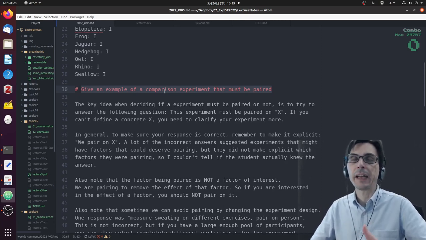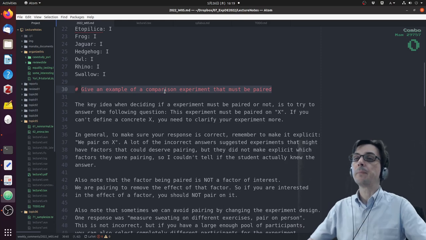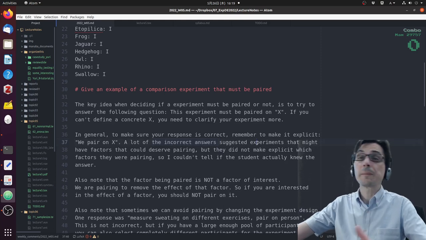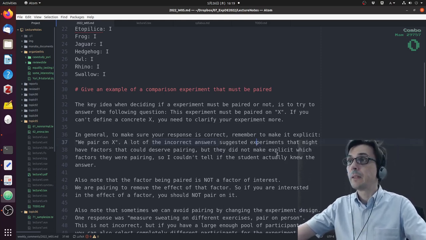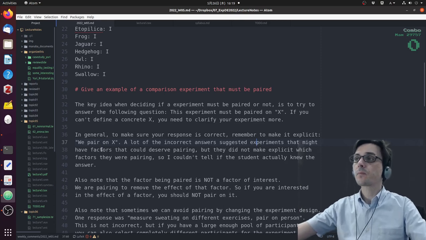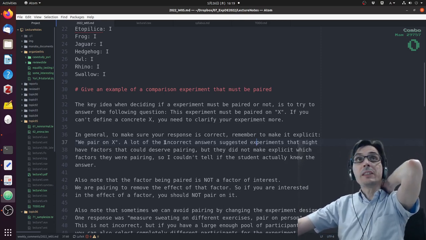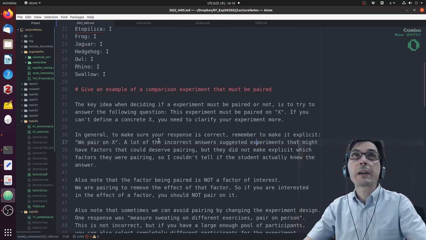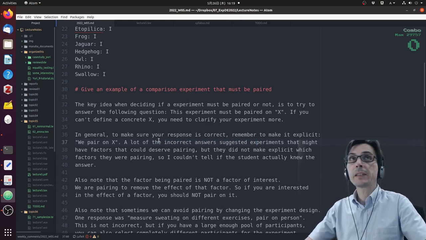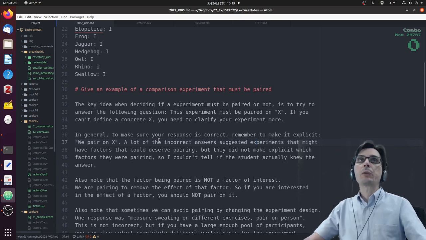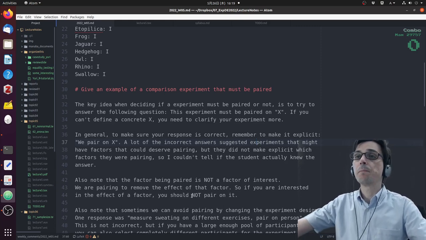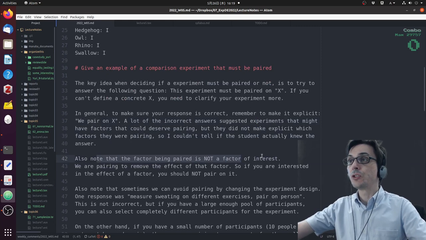If you cannot say we pair on X, if you cannot clearly say what X is, then maybe you should not be pairing your experiment. A lot of the incorrect answers suggested experiments that might have factors that could deserve pairing, but they did not make this connection explicit. So I'm not sure exactly what they were thinking. I couldn't tell if the student actually knew the answer or not. So when you are answering a question on a quiz or a test, make sure to make your answer explicit. If I ask you a question about pairing, you say we pair on this. If I ask a question about something else, make sure that your answer is answering the question that is being asked, okay?